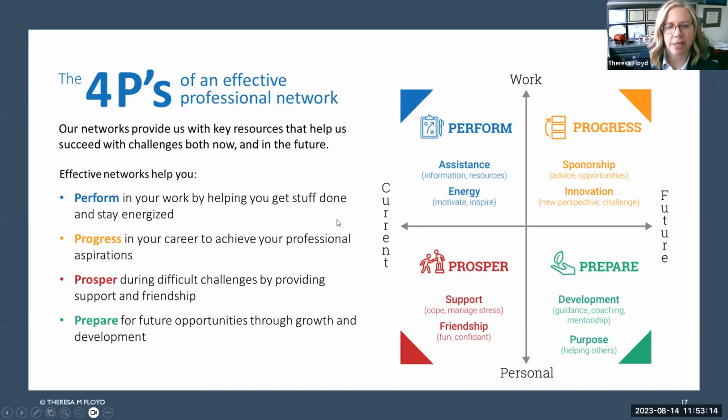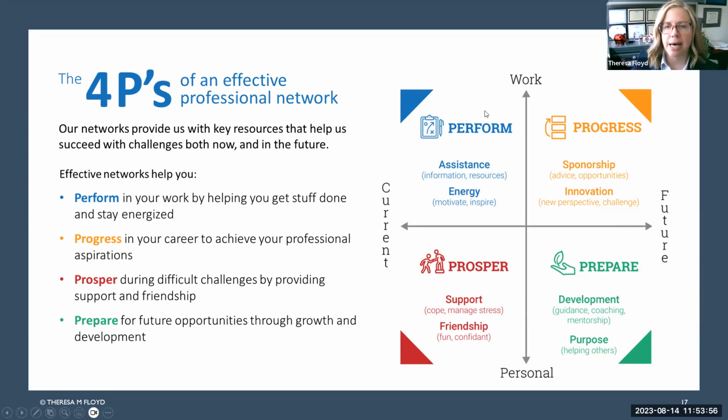Cool. Another thing to think about as you're setting your network goals is to think about the resources that your network provides, right? And so you can think about resources as existing on two continuums. It could be that people have resources that help you in your career, or it could be that people have resources that help you on the personal side, right? So completing like tasks and work, or kind of personal development. The other continuum is that people that can help you in the here and now versus people who can help you move forward and develop for the future.